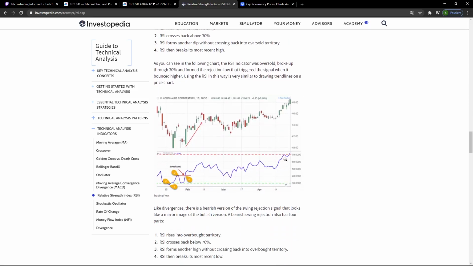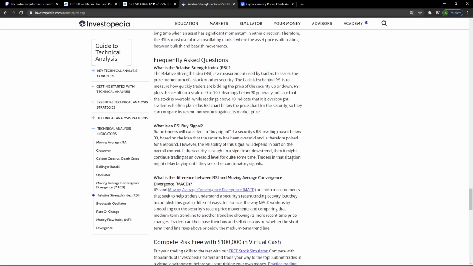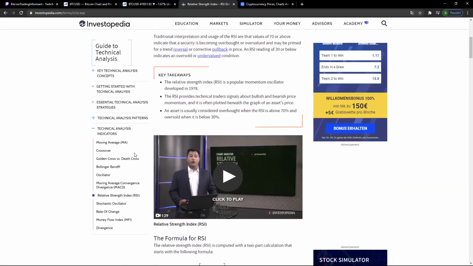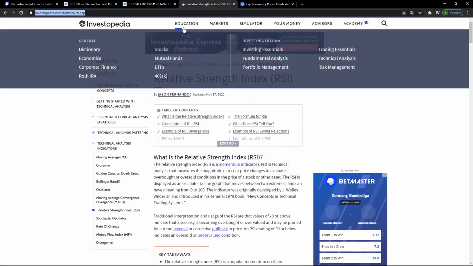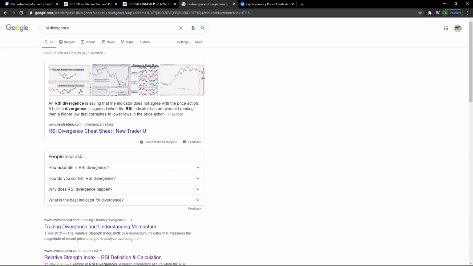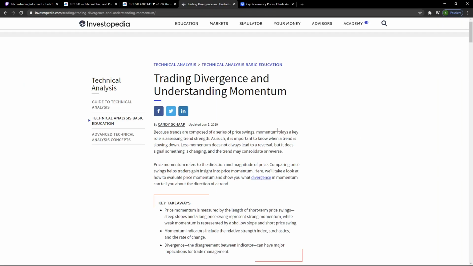Let's take a look at this. The RSI is going up. Okay, is it the same here? No, it's not. I would like to show you the RSI divergence. Can we take a look at this? You can see it here on the picture. That's very nice here, trading divergences.